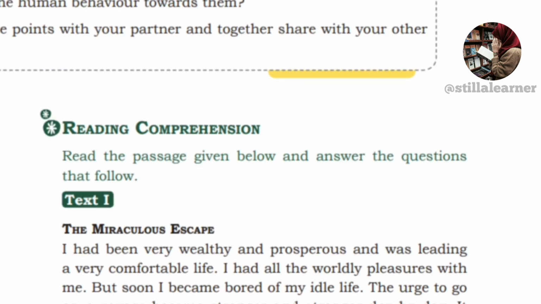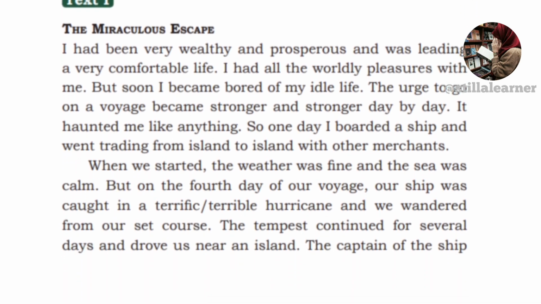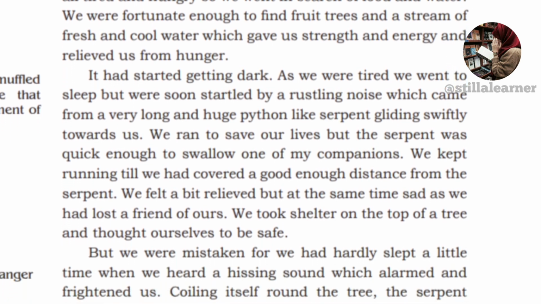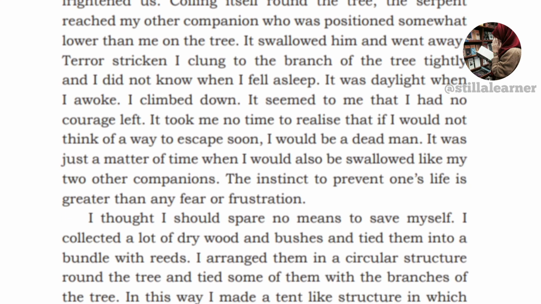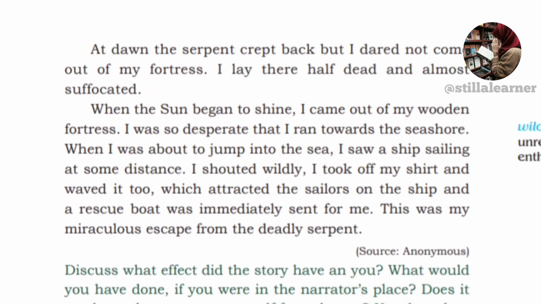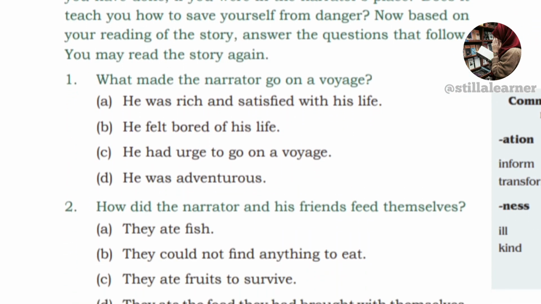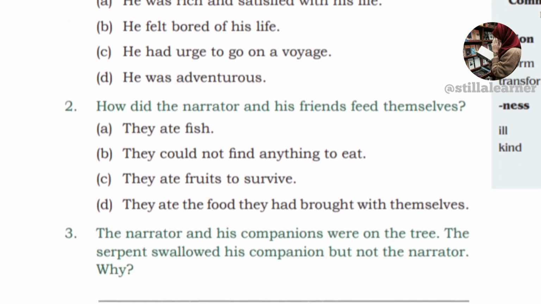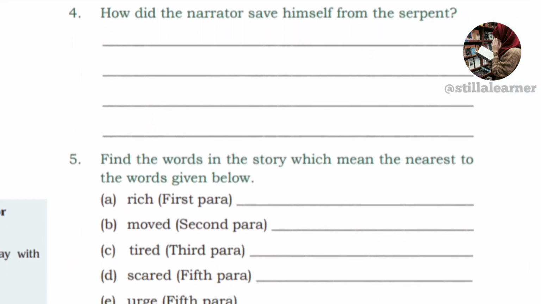So first one, text 1 is given. In this text 1 we have one reading comprehension, the passage title is The Miraculous Escape. We have to read the entire passage and understand it, then only we will be able to answer the following questions. Here we have 6 questions. If we understand the passage, then only we can answer them. Okay, let's see the answers for all those 6 questions.